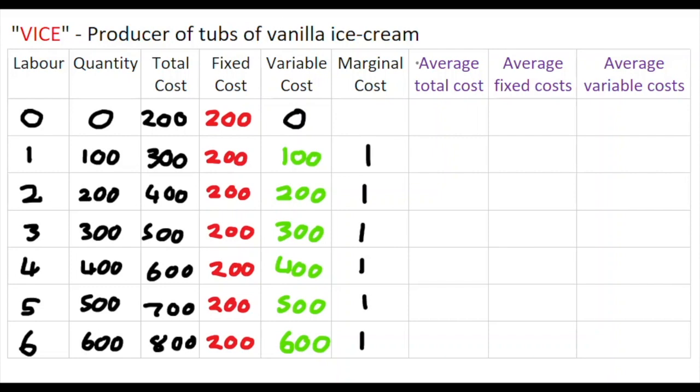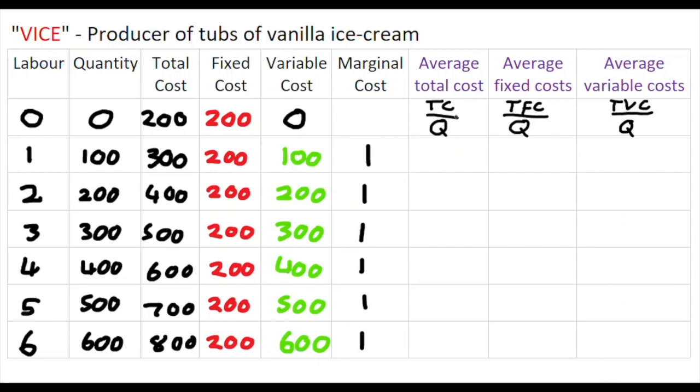In order to do this, we're going to start off with the formulas, and we're going to say that for average total cost, it is total cost divided by the quantity produced. For average fixed cost, it is total fixed cost divided again by the quantity produced, and for average variable cost, it's total variable cost divided by the quantity produced.